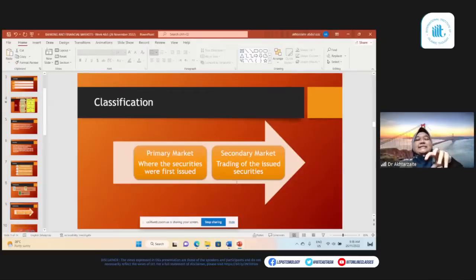So they issue shares. Where the shares are first issued, that is the primary market. When it is issued for the first time, that is the primary market. After that, say all the shares are sold, all the 1 million shares have been subscribed, so they get the fund.